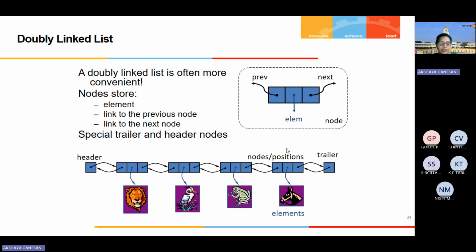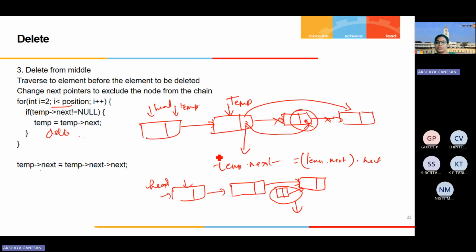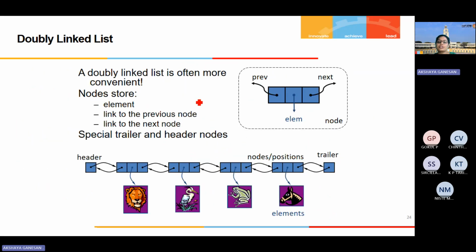Now let's talk about doubly linked list. If you look at all our singly linked lists, you can go from head to the next node, but from the next node, you cannot come back to the previous node. So sometimes you want to go to and fro, back. For example, here we have a list of elements. From this position, we want to come back to the previous position. That's not possible in a singly linked list.